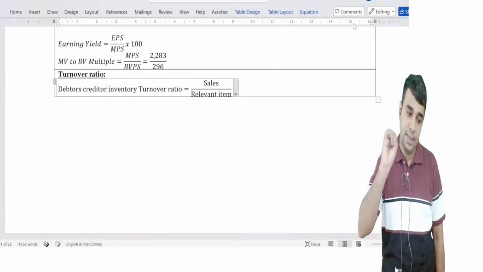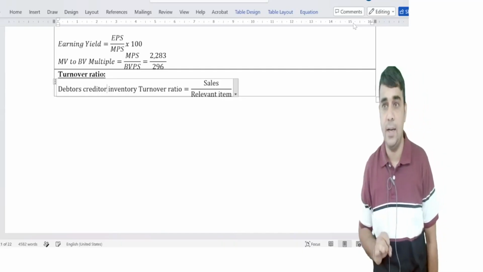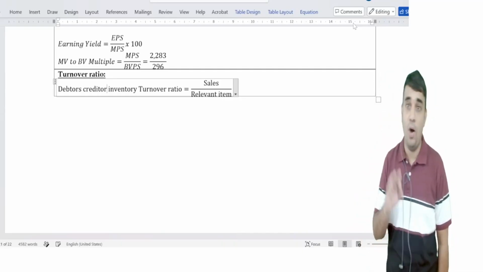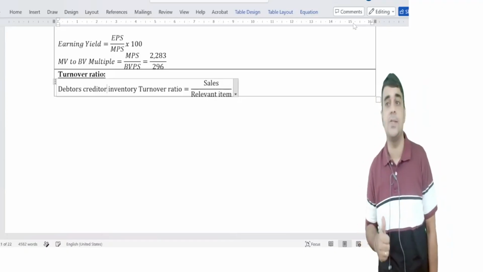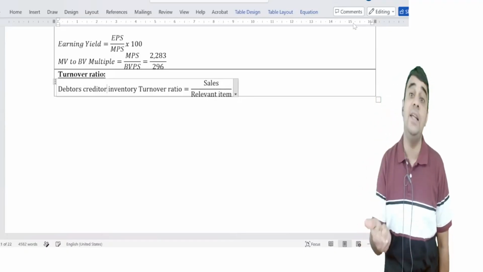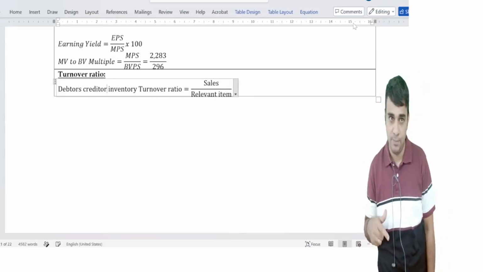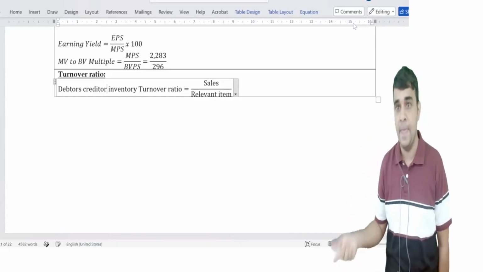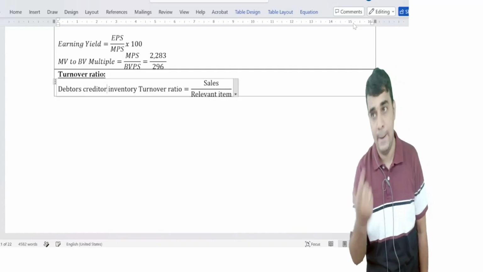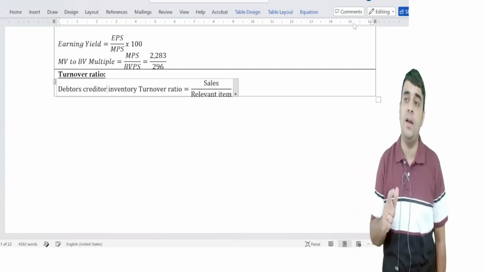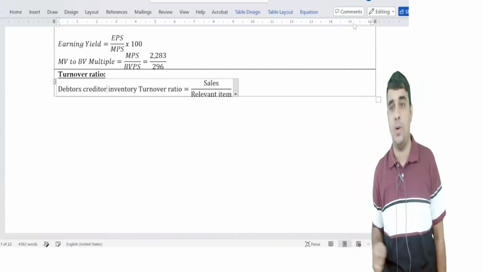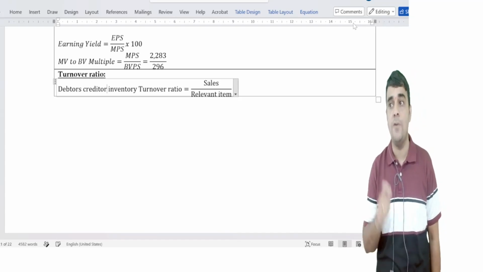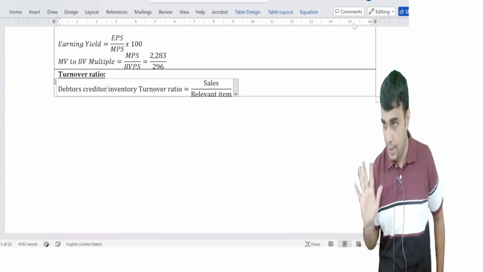What are the three? Debtors, creditors, inventory, and all the three are self-explanatory. Debtors is dependent on credit sales and not total sales. So how many times I'm rotating the debtors with the credit sale? Creditors is on credit purchases and inventory is on cost of goods sold. Clear? Any doubts till this? Okay.